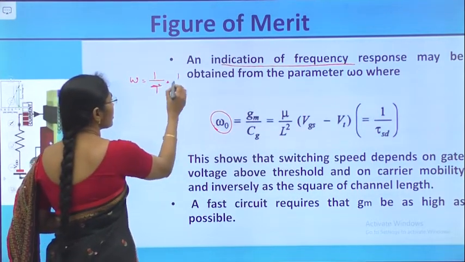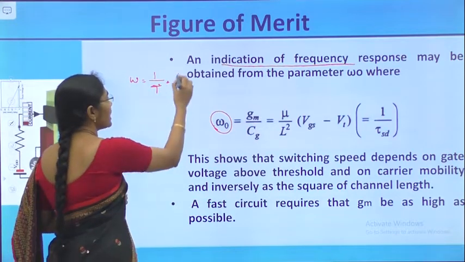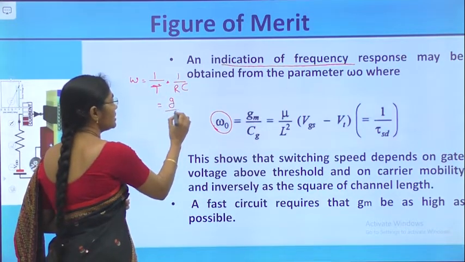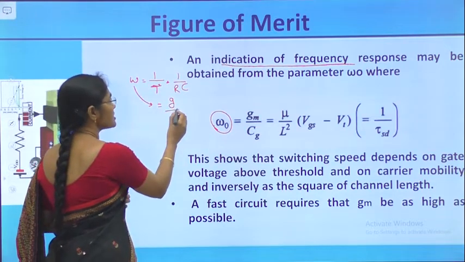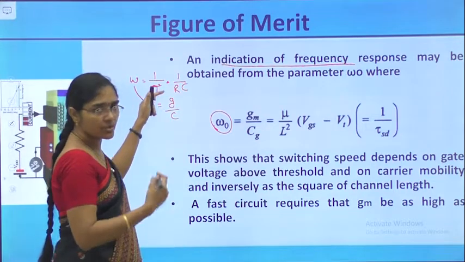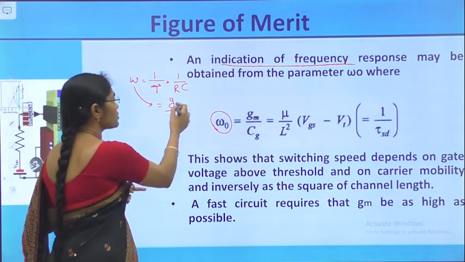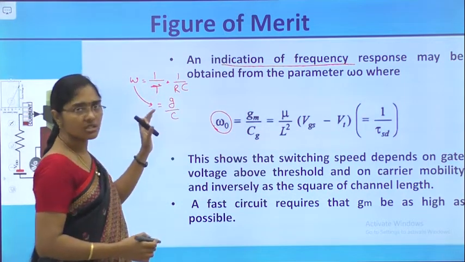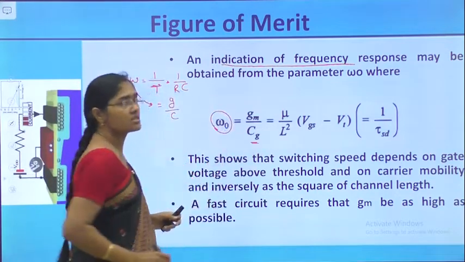T is equal to what? 1 by RC. We can write 1 by R as G. Therefore, G by C. So we can write omega or frequency as G by C from this. Omega is 1 by T or F is 1 by T, then T is equal to RC, 1 by R is equal to G. So G by C is nothing but the omega. From that it is defined like this.